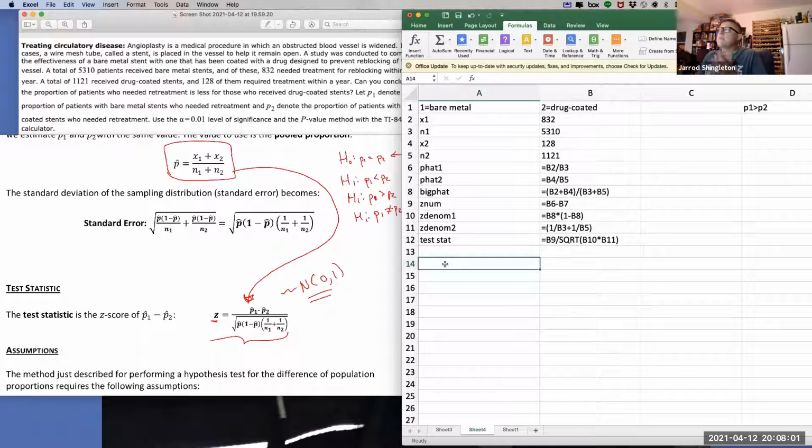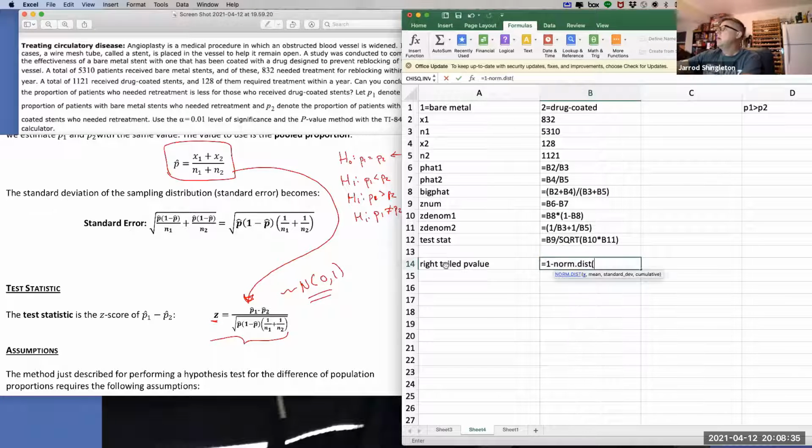Now I have everything at my disposal I need to calculate my p-value. And which p-value am I going to do? This is a right-tailed test. Remember, if I'm doing right-tailed, Excel is not very smart. We have to be smarter than Excel. It takes the area from negative infinity on the left all the way to your test statistic. So if your test statistic is positive, and I'm doing a right-tailed, I have to do 1 minus norm.dist of my test statistic, 0, 1, always true with cumulative.